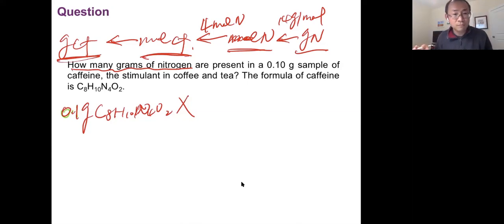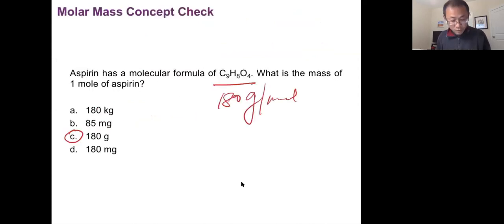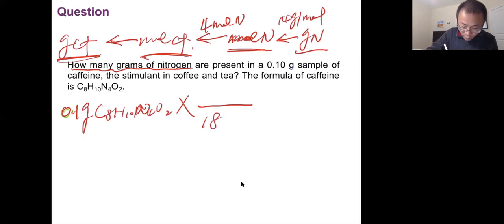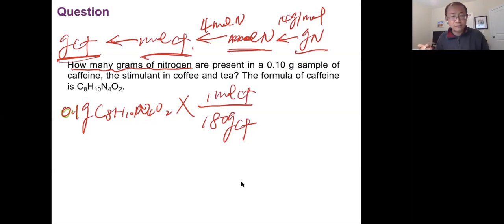So let's move forward now. Grams of caffeine multiplied by the molar mass of caffeine. What's the molar mass of caffeine, guys? I think we did an exercise earlier. What's the molar mass of caffeine? Here, 180 grams per mole. So 180 grams to mole. 180 grams of caffeine, 1 mole of caffeine.